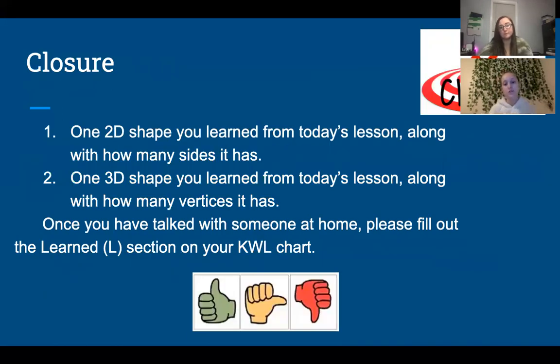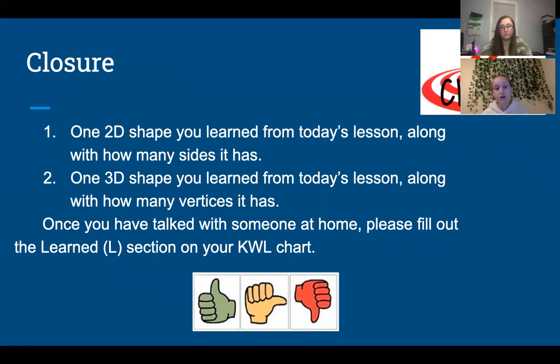Okay, so I want you guys to think about the lesson and what we learned today. I want you to think back on all the shapes, look at your notes if you have to. And what you're going to do is talk to a parent or your stuffed animals in the room, or maybe even your animal, your fish, your dog, your cat, whatever you'd like. I want you to think about these two questions. What 2D shape did you learn from today's lesson? Think of one, and then think of how many sides it has. And I want you to share that answer with whoever you choose.